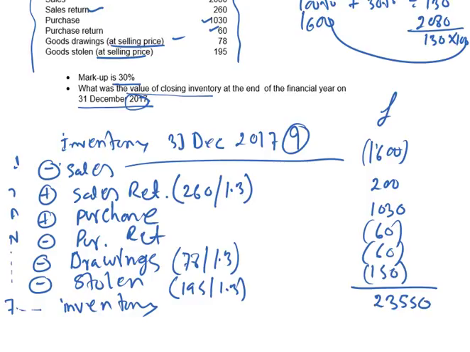Now we need to work backward. This minus becomes plus, plus becomes minus, and you get the answer, which is 24190.